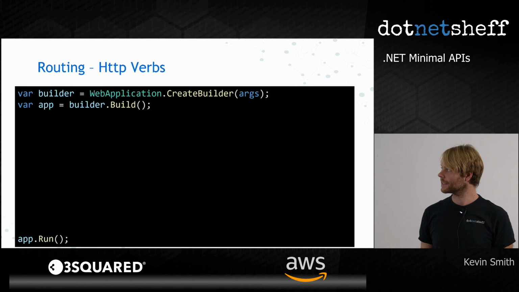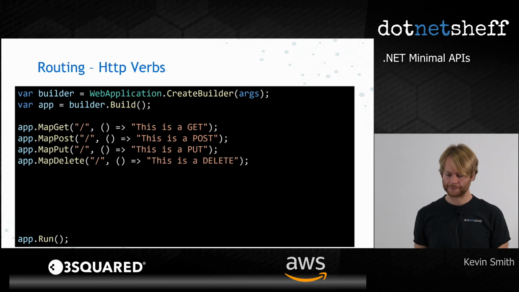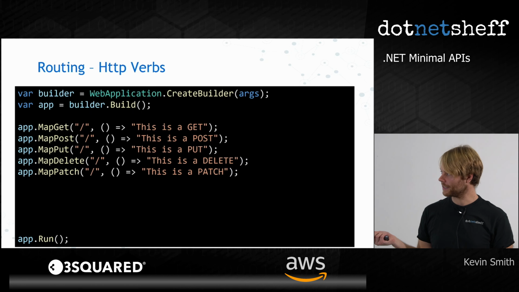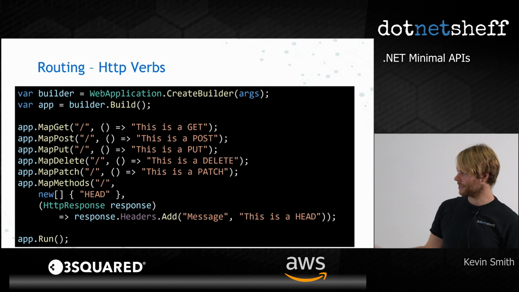So routing requests first. We have a bunch of methods to map to the verb, so we have a get, a post, a put and a delete. These are just extra methods on an app. I think it's just extension methods. We don't have a patch yet, but that's in .NET 7. But you can also use MapMethods to map any methods as well. So if you want to handle a head request, you can just do whatever you want with that as well. But all these just dangle off the end of app.